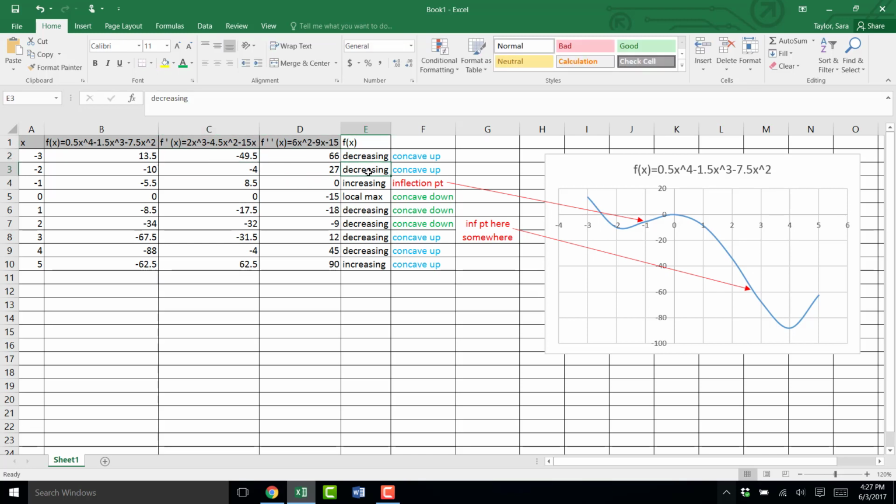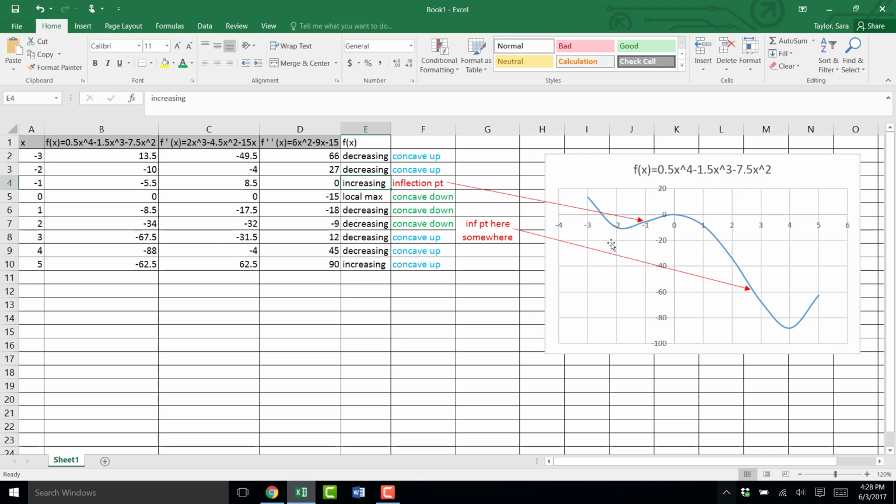Derivative negative, f of x decreasing. Now, when x is -1, we see the derivative is positive 8.5. So that means f is increasing. Let's look at the graph of f over here and see that. X is -3, f is decreasing. At x is -2, f still seems to be decreasing. But by the time you get over here to -1, f is increasing. It's going up again. So in between -2 and -1, a change occurred.